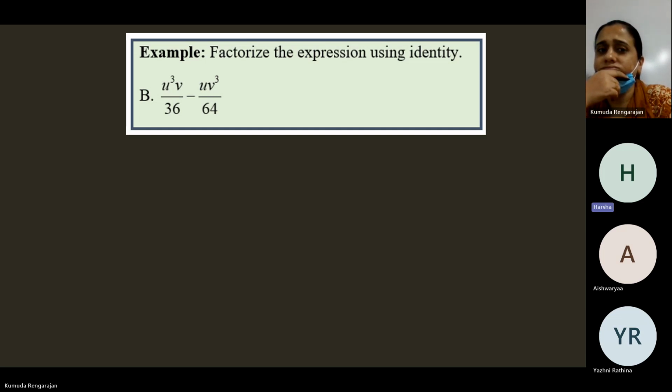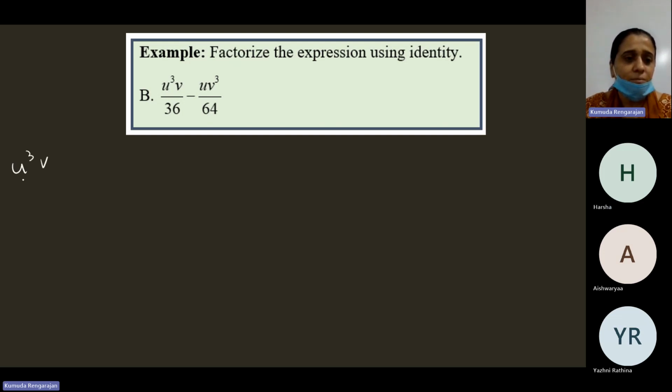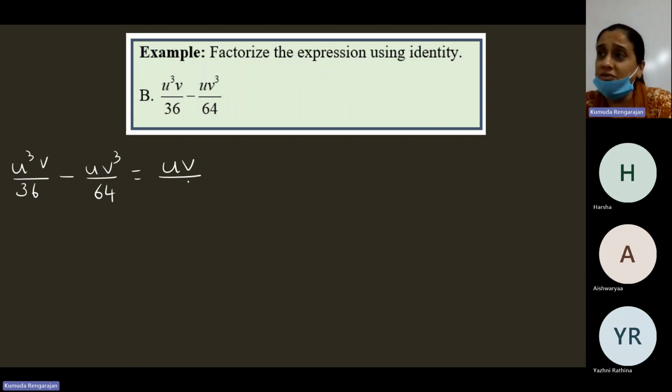Ma'am, 6 is common. Ma'am, 2. Numerator? V and U is common. U and V, is it? Yes, ma'am. Correct. Very good. So U cubed V by 36 minus UV cubed by 64 is equal to what's common in the numerator? UV over what's the HCF of 36 and 64?